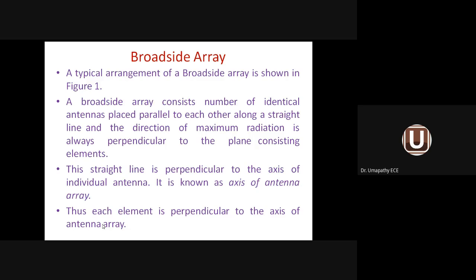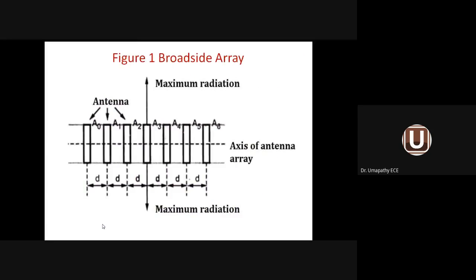So what do you mean by broadside array? Simply we can understand broadside array by looking at this diagram. There are 7 antenna elements, A0 to A6, spaced very close to each other with a distance d. Uniform spacing is available. And the dotted line is nothing but the axis of the antenna array. So in a broadside array, if the radiation is maximum in a direction perpendicular to the axis of the antenna array, it is said to be a broadside array.